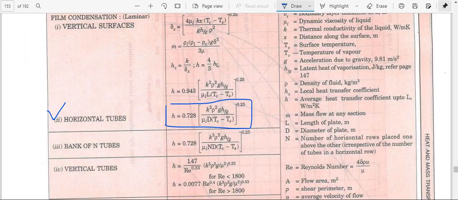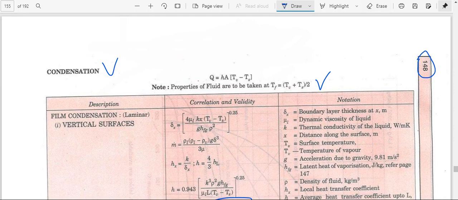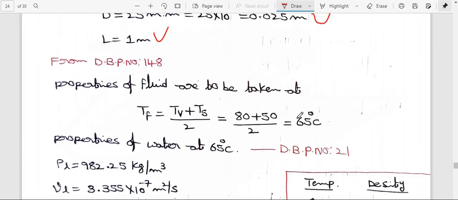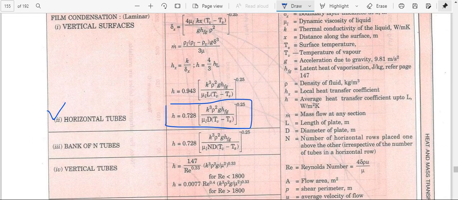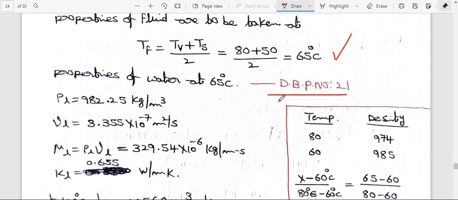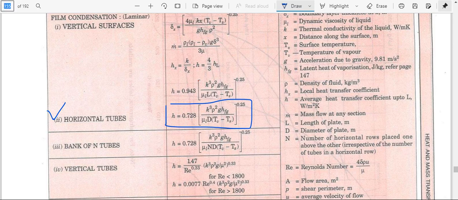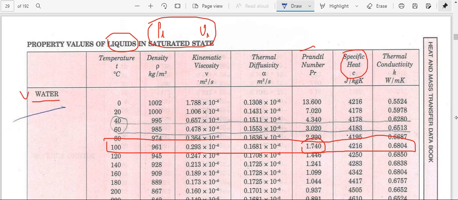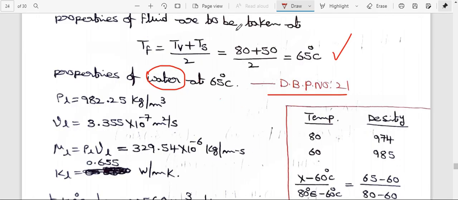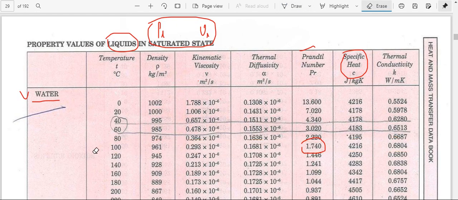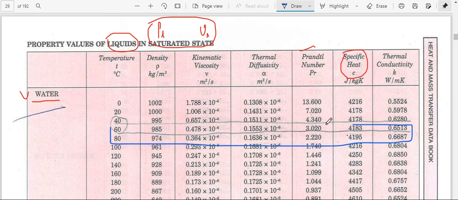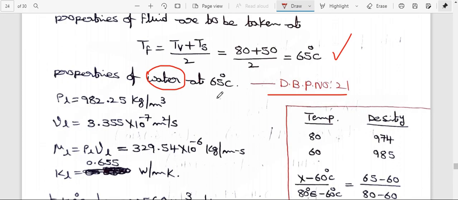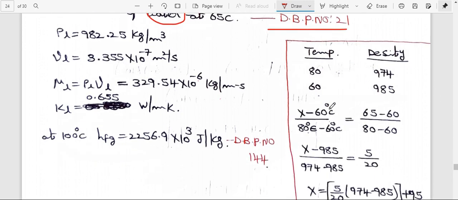So from data book page number 148, we have to calculate the T film temperature. T film temperature, vapor plus surface temperature divided by 2, is equal to 65 degrees. We have to take liquid properties at this temperature; here the liquid is water at 65 degrees. So again I am going to data book page number 21, water properties. What is the T film temperature value? 65. Here the 80 value is available and the 60 value is available. We have to interpolate these two values for calculating the properties of water at 65 degrees. So this is the interpolation function.